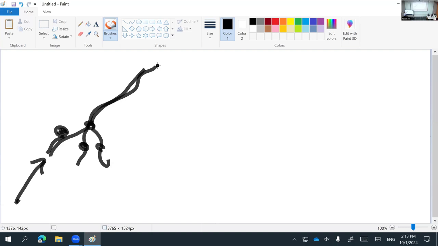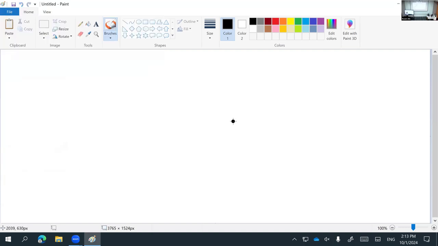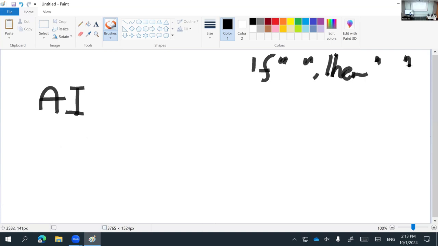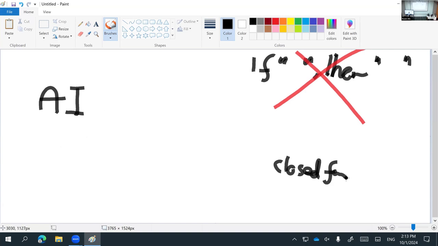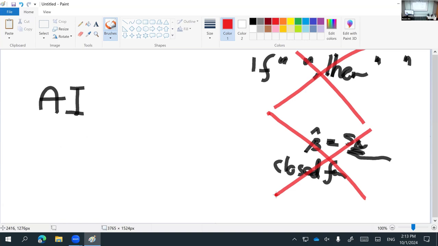So let me summarize what I said. AI, if-then doesn't work. What else doesn't work? This closed form, for example, beta estimate is equal to sum x, y, that's a formula. This thing also doesn't work with 175 billion parameters. This thing doesn't work again because human beings have a gazillion, infinite conversations. So you have to have machine learning.